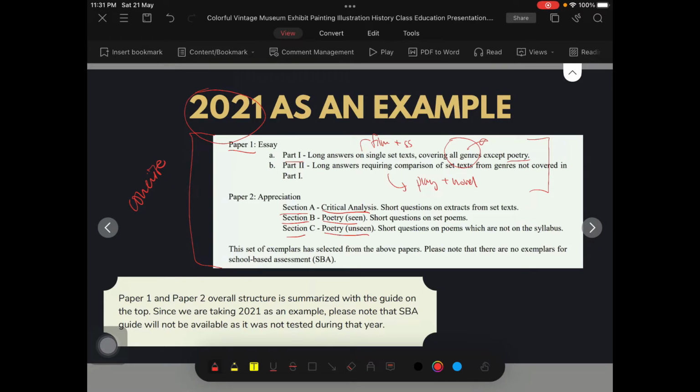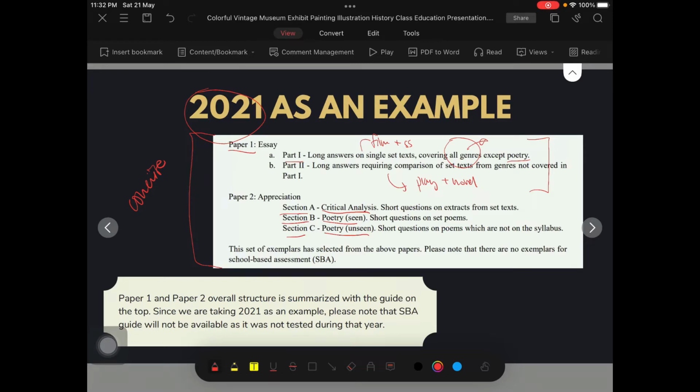And since this is the 2021 year, and there were a lot of COVID restrictions during that year, the SBA was unfortunately cancelled in this year. However, I'm a candidate of the recent years, and I myself have not completed an SBA. However, I will still be creating a video on the SBA as I have some previous experience on this.